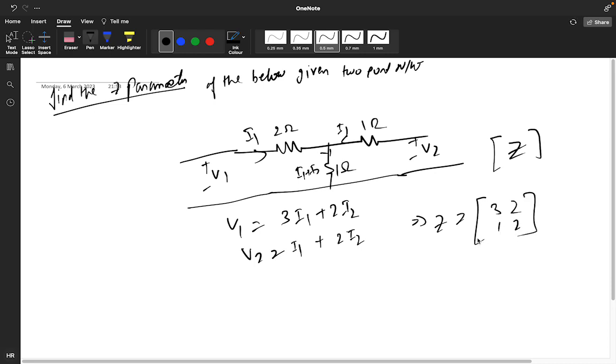Z parameter is 3, 1, 3, 2. You will get this. This is your Z parameter, and the Y parameter will be the inverse of the Z parameter. So just get the inverse and tell me the answer: 3, 2, minus 1, and it will be divided by 6 minus 1, that is 5.